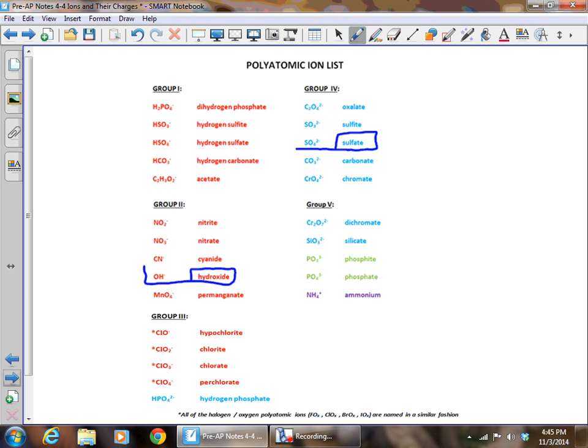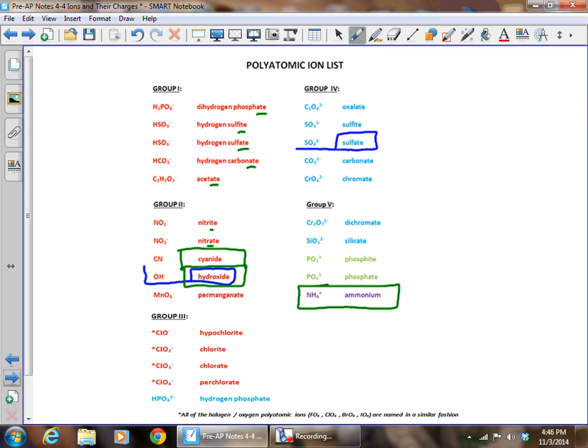The 3 that we have to watch out for are ammonium, which does not end in ate or ite. Notice all the rest of these end in ate or ite. Let's look at a couple more. We've already seen hydroxide. It does not end in ate or ite. We have to watch for it. And the other one's right above it, cyanide. Those 3 will catch us unaware if we don't watch for them. Everything else, it's very obvious. Ate, ite, ate, ate, ate, ite, ate. All of them end in ate or ite, and they're, again, easy to recognize.